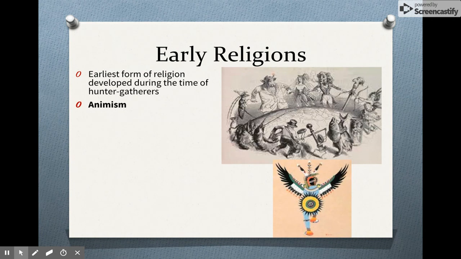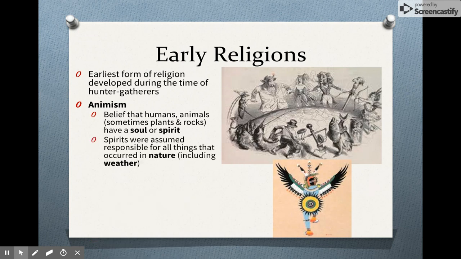During this time, we get what we now know as animism. Animism is the belief that humans and animals all have a soul or a spirit. Sometimes this animism is demonstrated in inanimate objects like rocks, stones, and plants. A further point about animism is that spirits were assumed responsible for all things that occurred in nature, including weather. And even in some cases, spirits could dwell within inanimate objects like rocks.